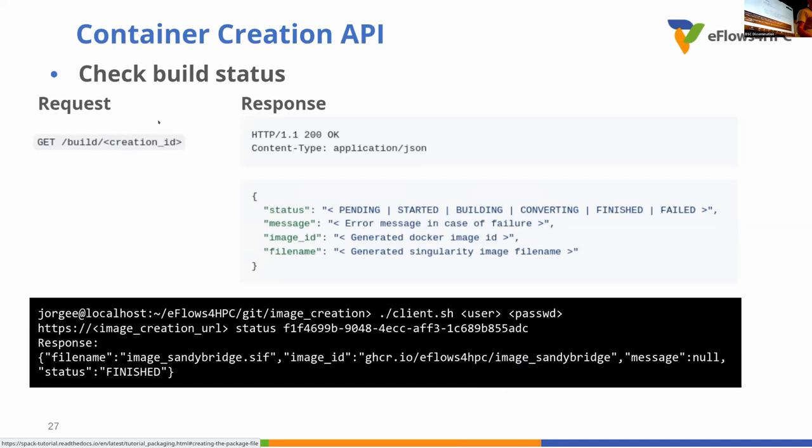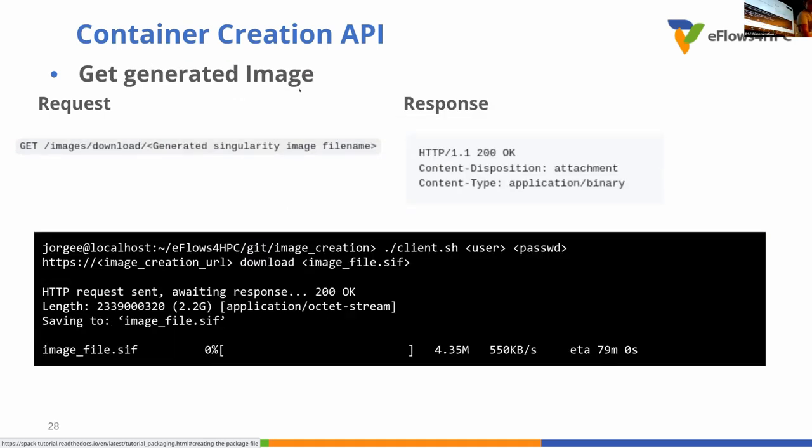Okay, how we designed the REST API: normally you do a POST on a resource, and in the client there is a status command. And then if you want to get a generated image, if it's a Docker image, you can retrieve it from the Docker registry. And if it's a Singularity image, you can retrieve it with this GET call on images download and the image file name, and you can also use this in the client to retrieve the image.